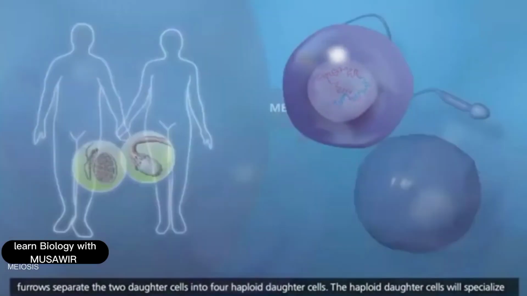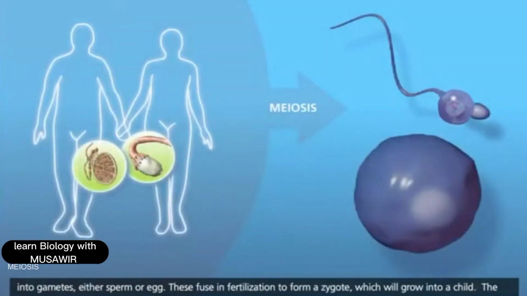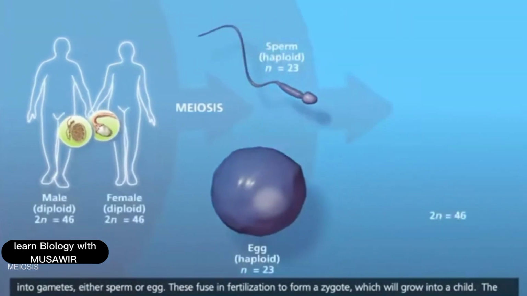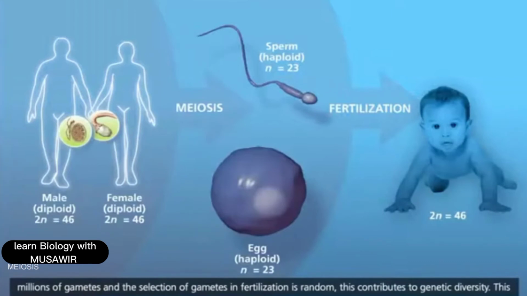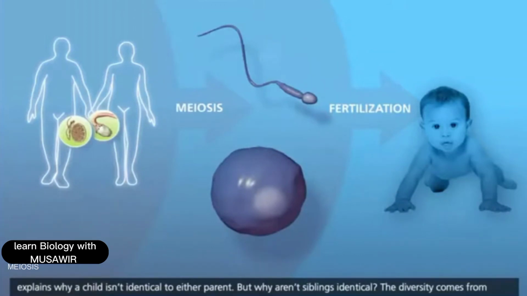The haploid daughter cells will specialize into gametes, either sperm or egg. These fuse in fertilization to form a zygote, which will grow into a child. The child receives half its chromosomes from its mother and half from its father. Because men and women produce millions of gametes and the selection of gametes in fertilization is random, this contributes to genetic diversity. This explains why a child isn't identical to either parent.